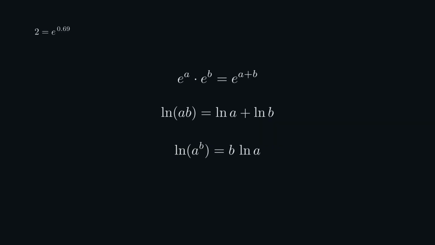And here is why that's a superpower. Exponent rules say when you multiply powers, you add exponents. So the log of a product is the sum of the logs. And the log of a power, a to the b, is b times the log of a. Logarithms convert multiplication into addition and exponentiation into multiplication. They demote every operation one level of difficulty.